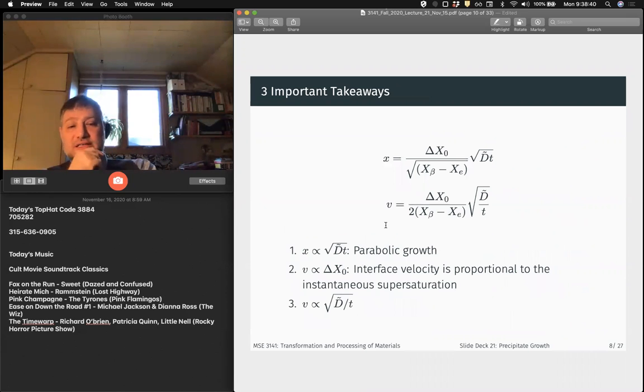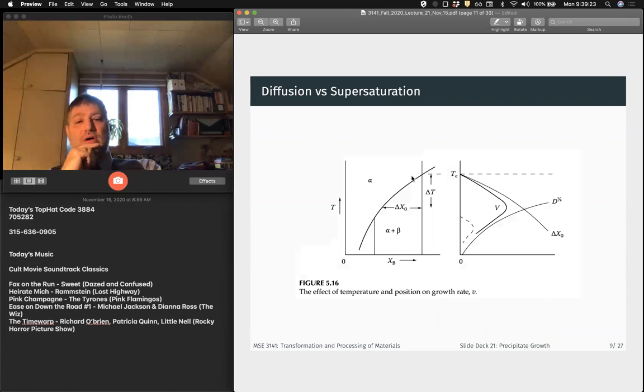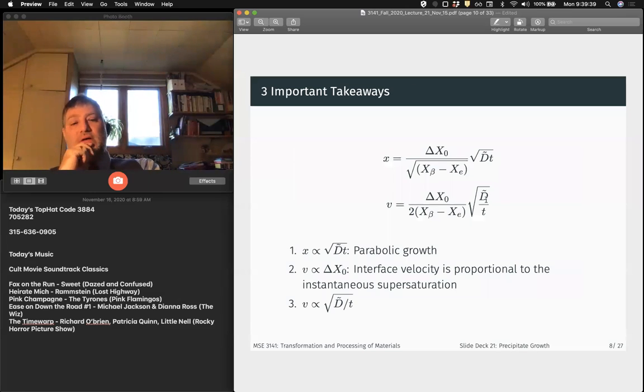So these are the important takeaways. Parabolic growth: if our interface is a big flat plane that's incoherent, it's going to grow following the square root of Dt. And the velocity is proportional to the supersaturation, and it's going to be proportional to the square root of D by t. Working through the math, it's good if you do it once, but just remember this stuff. Okay, so we've got two effects here. If we look at our velocity, we have a diffusion term and a supersaturation term.